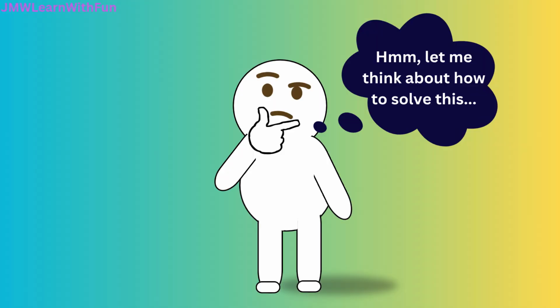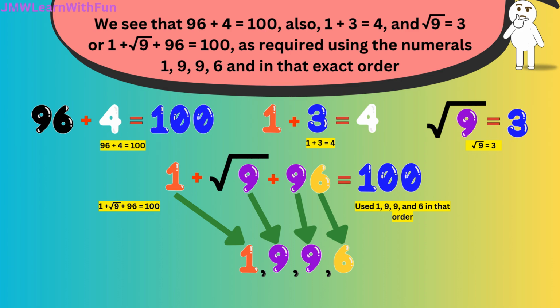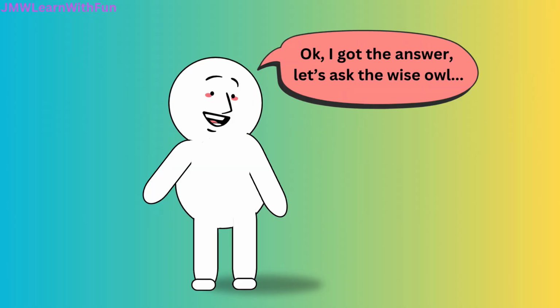Let me think about how to solve this. We need to figure out a way to use the numerals 1996 exactly in that order to make 100. We see that 96 plus 4 equals 100. Also, 1 plus 3 equals 4. And the square root of 9 equals 3. Or 1 plus the square root of 9 plus 96 equals 100, as required, using the numerals 1996 in that exact order. Okay, I got the answer.